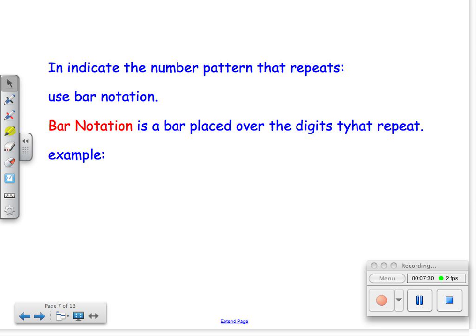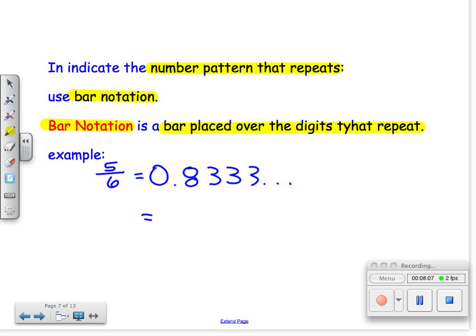All right, so sometimes we use something called bar notation. When we indicate that there's a number pattern that repeats, to show that the number pattern repeats, we use something called bar notation. So here's your next definition. Bar notation is a bar placed over the digits that repeat. For example, we just had 5/6, and that's the same as 0.8333, and so on.